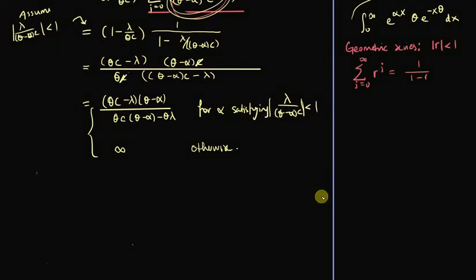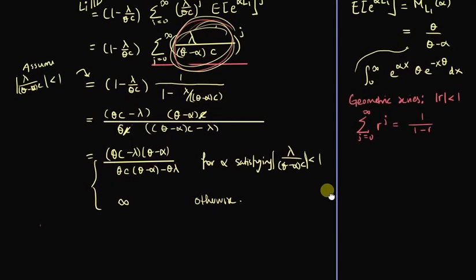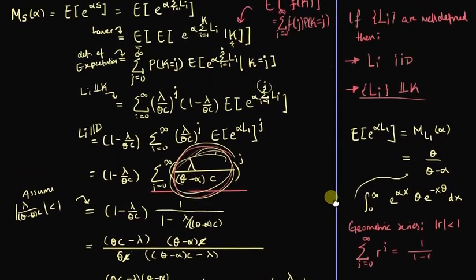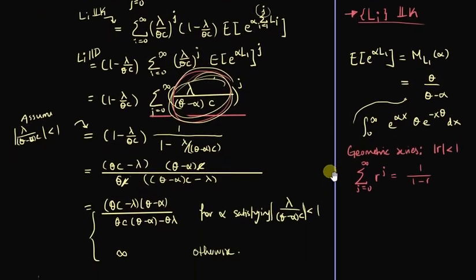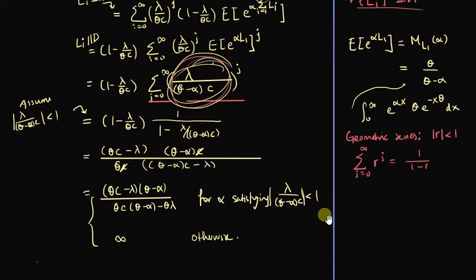So in 2C, we have figured out that the moment generating function of S is equal to some value for certain alphas satisfying a condition, and it's equal to infinity otherwise. The interesting thing here is now whether this moment generating function even corresponds to some distribution.